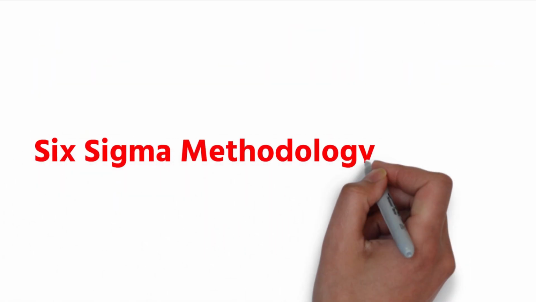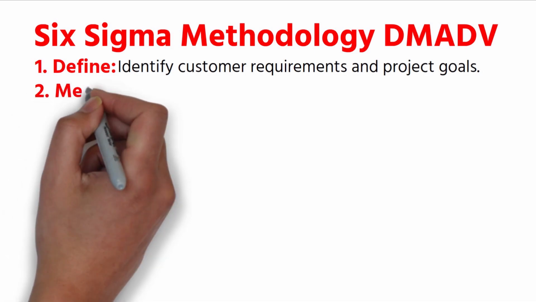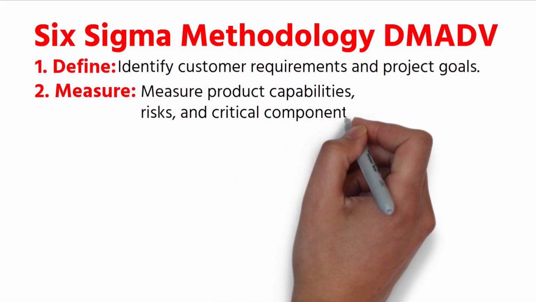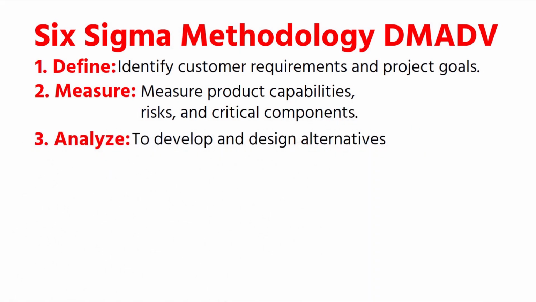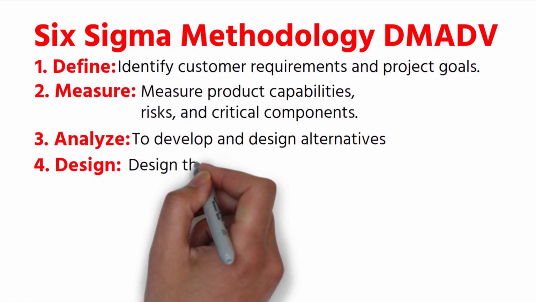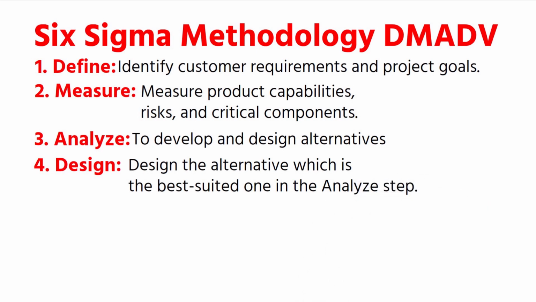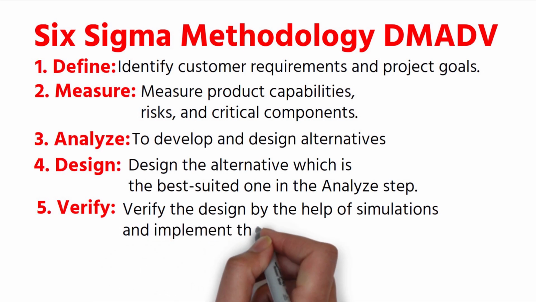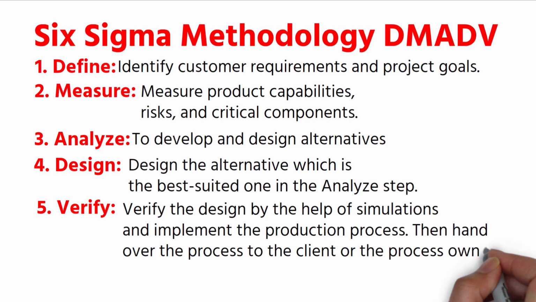Six Sigma methodology DMADV. 1. Define: identify customer requirements and project goals. 2. Measure product capabilities, risks, and critical components. 3. Analyze: develop and design alternatives. 4. Design the alternative which is the best suited one in the analyze step. 5. Verify the design with the help of simulations and implement the production process. Then hand over the process to the client or the process owner.